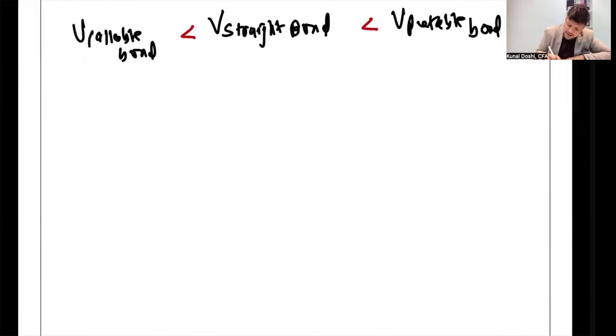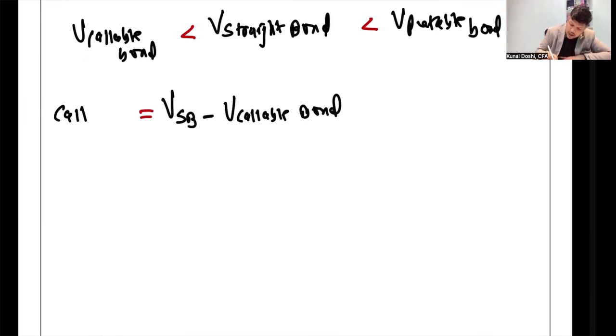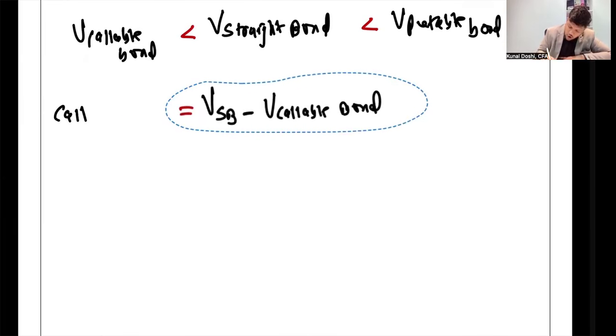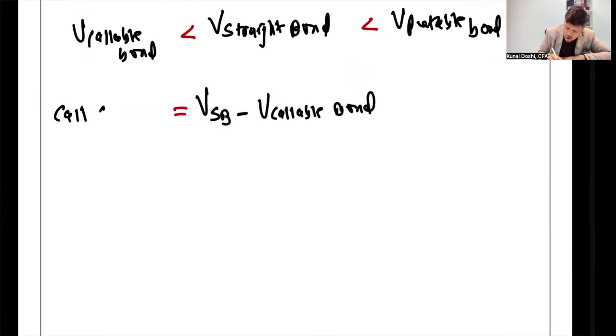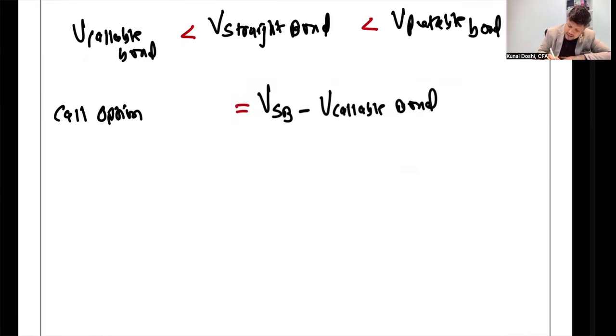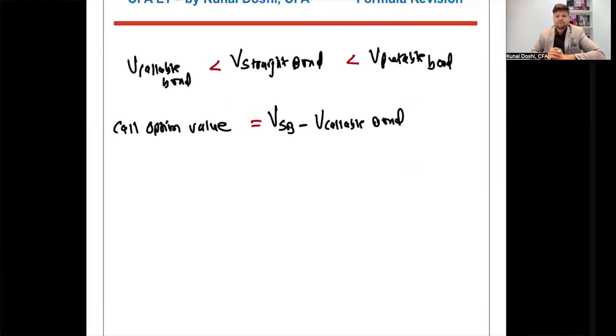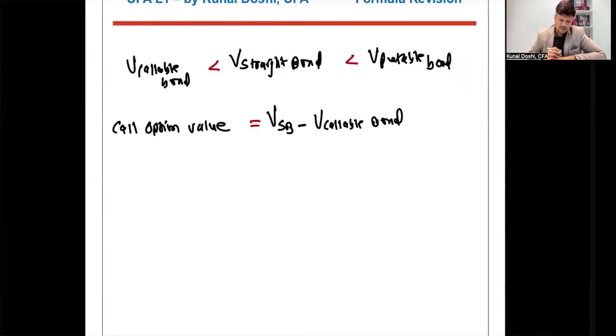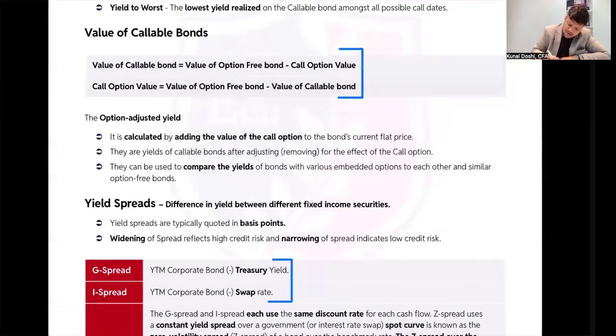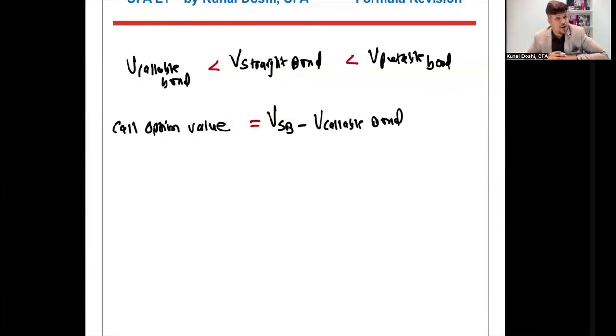So the difference between the value of straight bond and the value of callable bond is due to what option? The call option value, isn't it? So if they ask you what is the call option value, remember the value of call option is nothing but the difference between the both. Everyone clear with me on this? You can also check the notes. Call option value is nothing but value of option free, also called straight bond, minus value of callable bond.